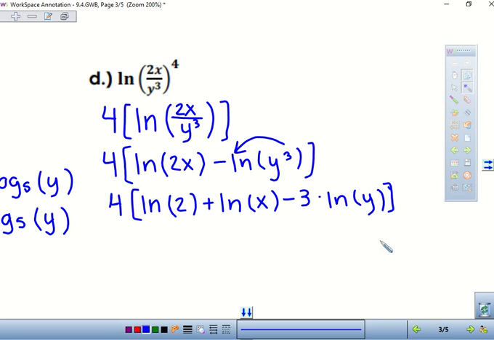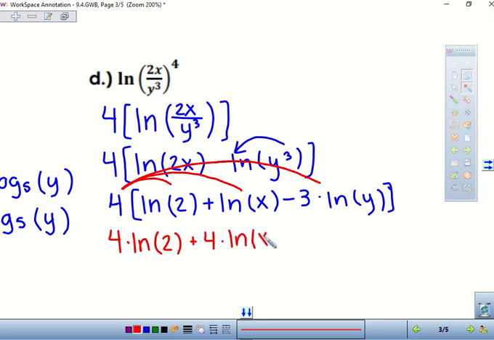Now, this is almost fully expanded, but the last thing we have to do to fully expand it is to distribute this 4 onto each of those separate terms. Okay? So that's going to become 4 times ln of 2 plus 4 times ln of x minus 12 times ln of y. So does anyone have any questions about that?